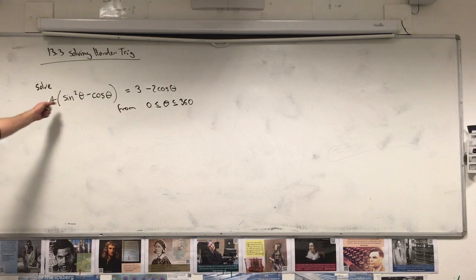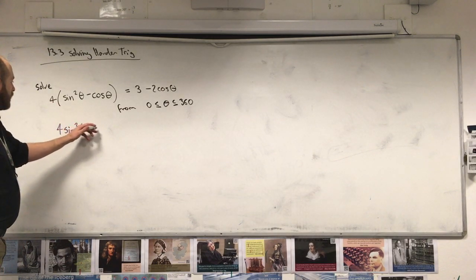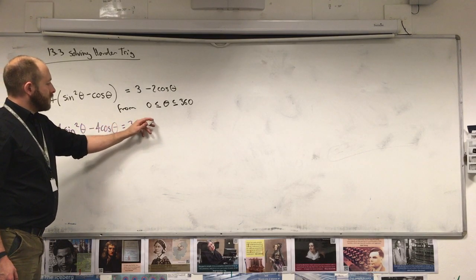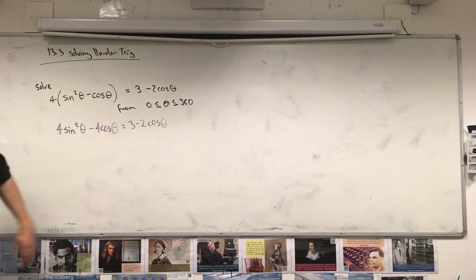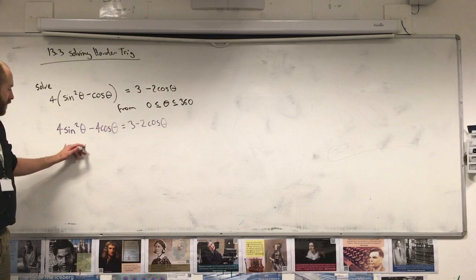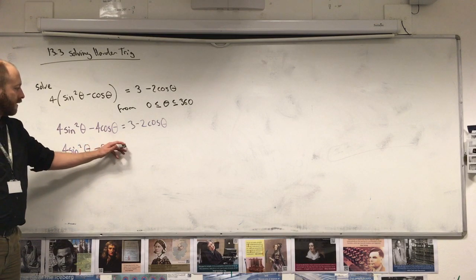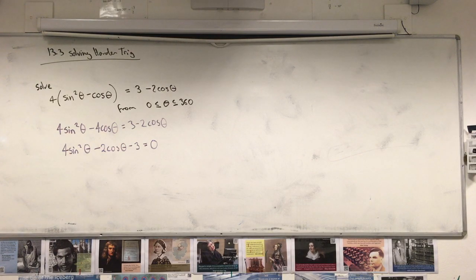So if we expand this side, 4 sine squared theta minus 4 cos theta. Now I'm going to try and get everything on one side. So we'll add 2 cos theta to each side. So 4 sine squared theta minus 2 cos theta minus 3 equals 0. So it looks a bit like a quadratic. Problem is that we've got a mix of sine and cos, which is not going to be any good.